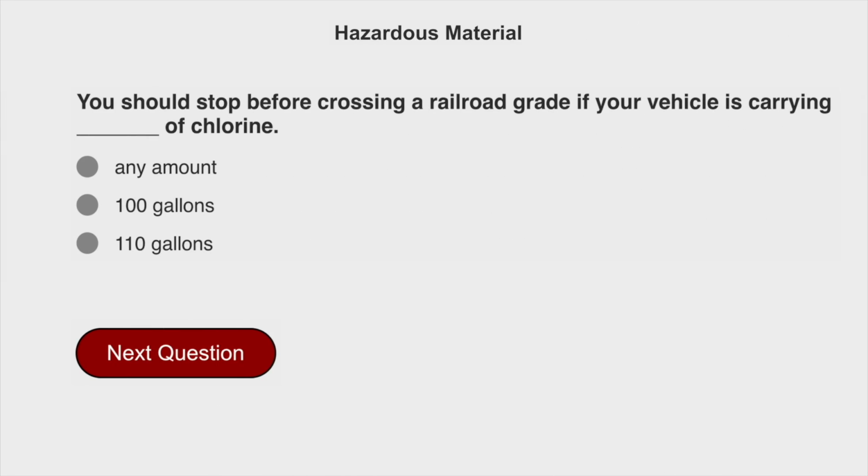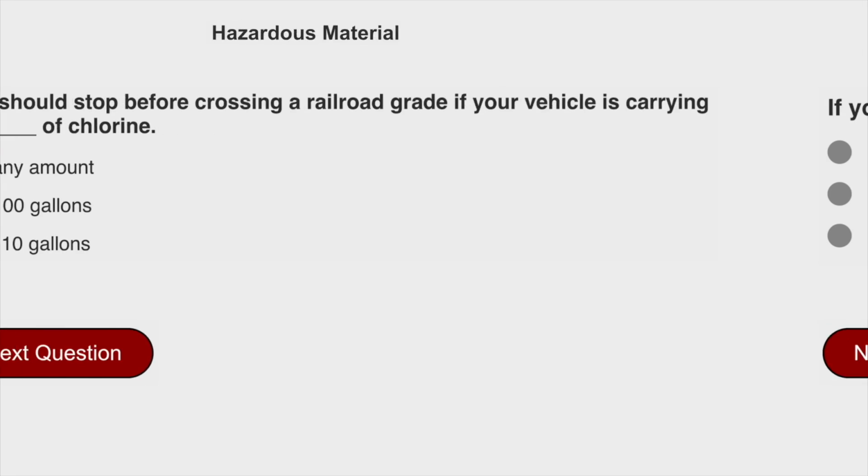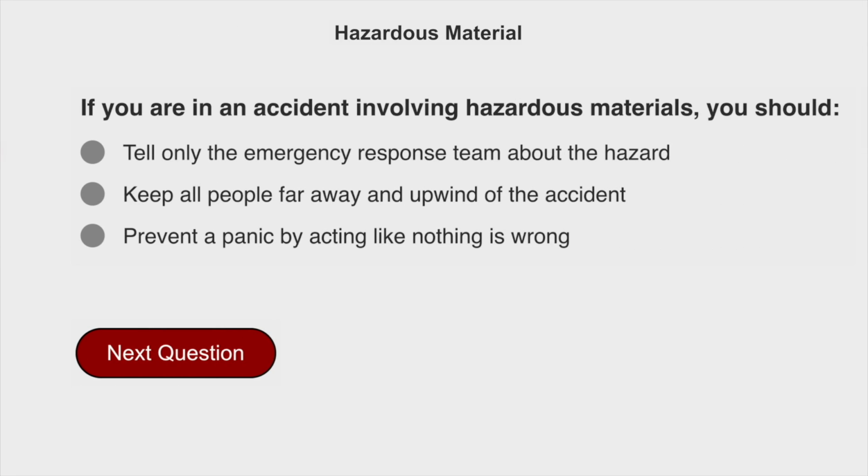You should stop before crossing a railroad grade if your vehicle is carrying of chlorine. Any amount of chlorine. If you are in an accident involving hazardous materials, you should keep all people far away and upwind of the accident.